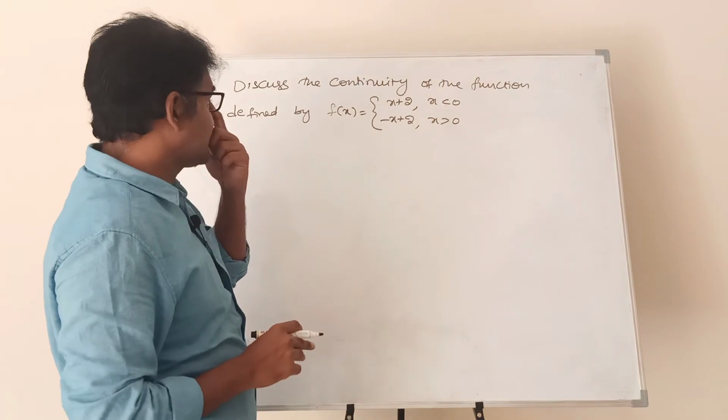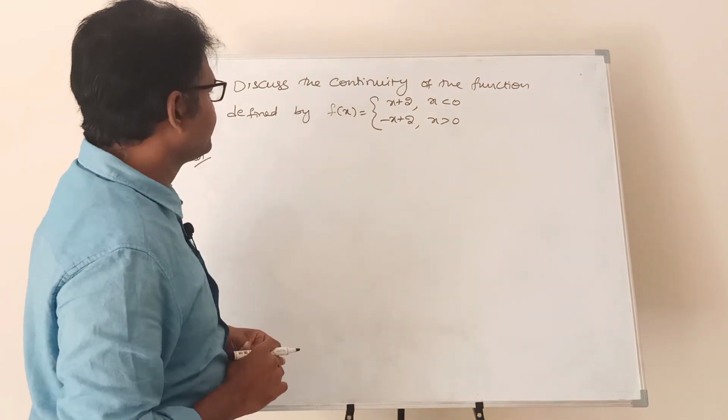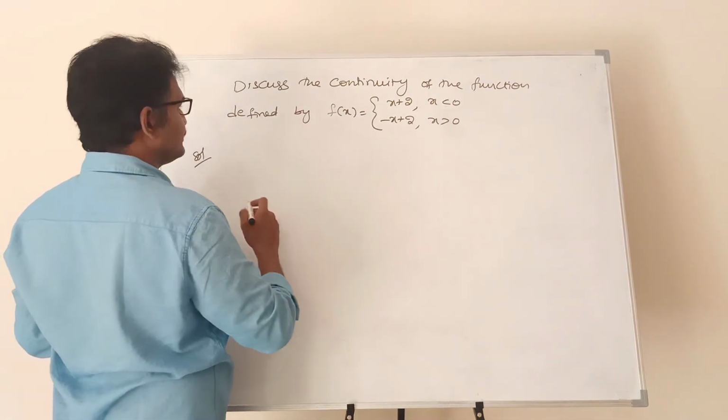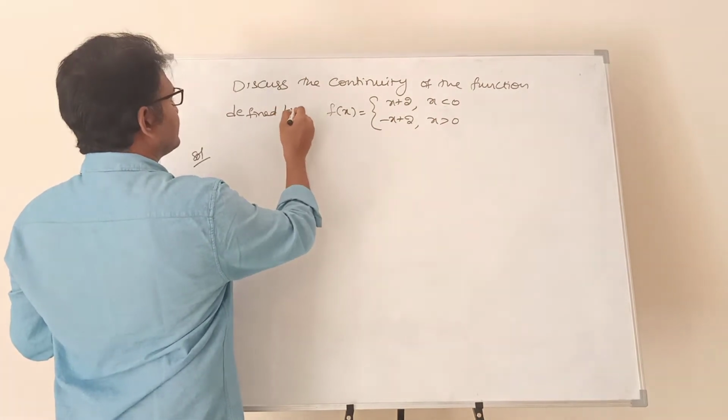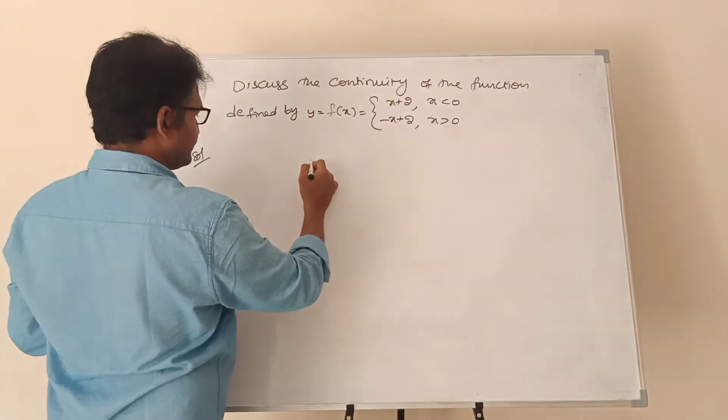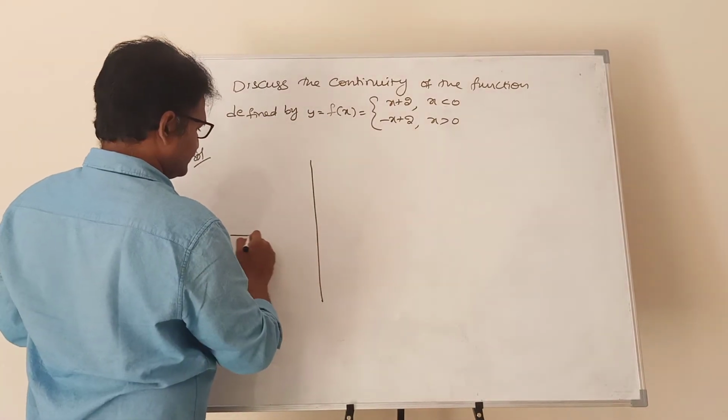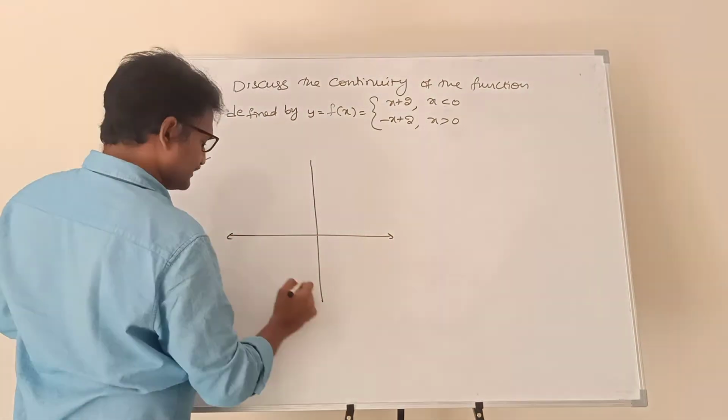Problem: discuss the continuity of the function defined by f of x equal to x plus 2, x minus 2. Always f of x equal to y. So first, draw the graph for this problem.